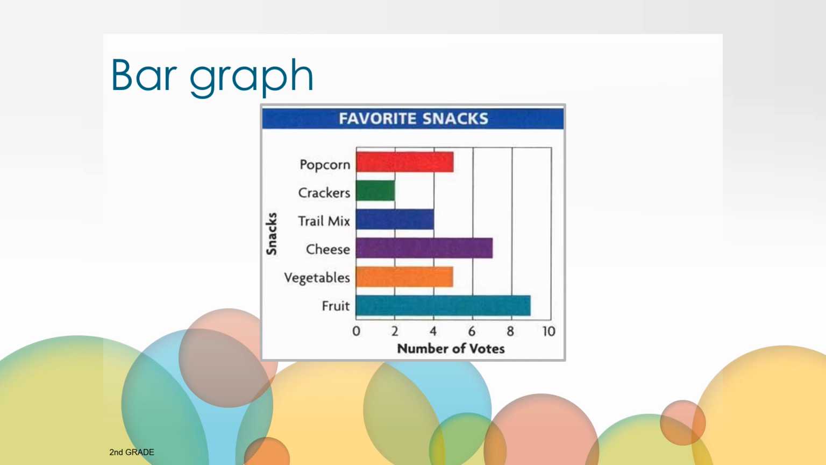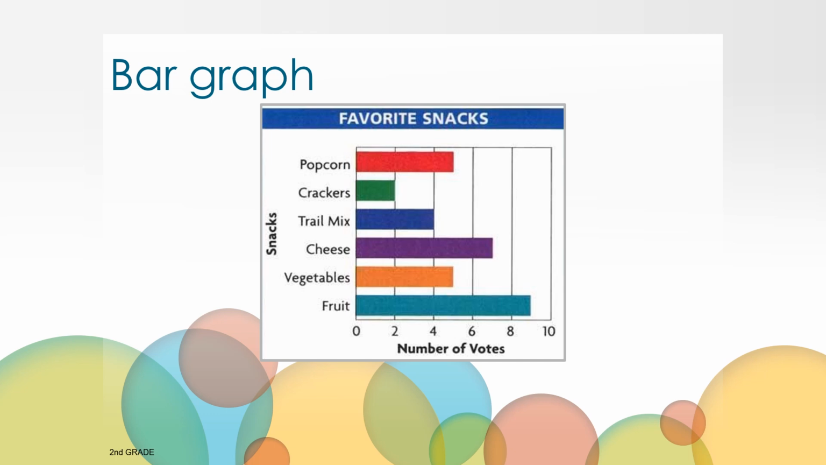Did you notice this bar graph looks different than the others we've looked at or seen recently? Usually the bars are going up and down or vertically, but in this bar graph, the bars are going side to side or horizontally. Bar graphs can be made both ways. Take a look at the numbers on the bottom of the bar graph. What do you notice?